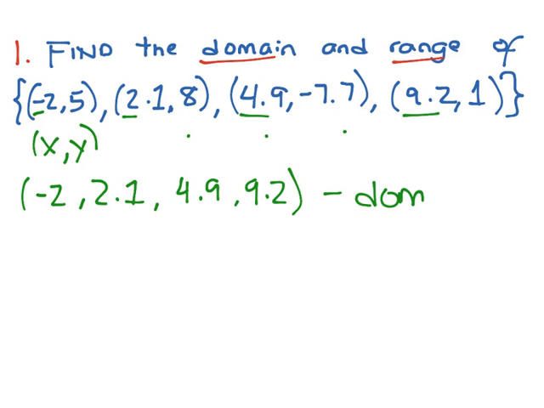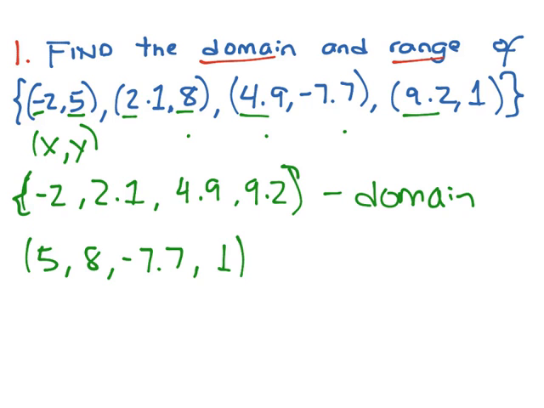The range, on the other hand, will be the second number, all the possible y values. So that will be 5, 8, -7.7, and 1. Sorry, these should both be sets. And that's our range.